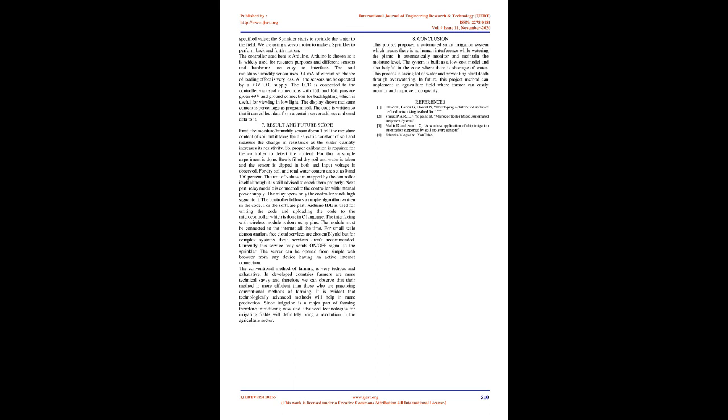8. Conclusion. This project proposed an automated smart irrigation system, which means there is no human interference while watering the plants. It automatically monitors and maintains the moisture level. The system is built as a low-cost model and is also helpful in zones where there is a shortage of water. This process saves a lot of water and prevents plant death through overwatering. In future, this project method can be implemented in agriculture fields where farmers can easily monitor and improve crop quality.